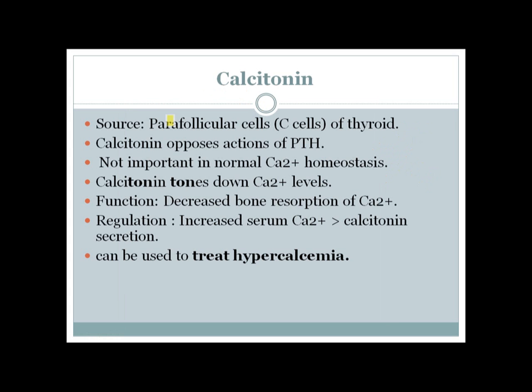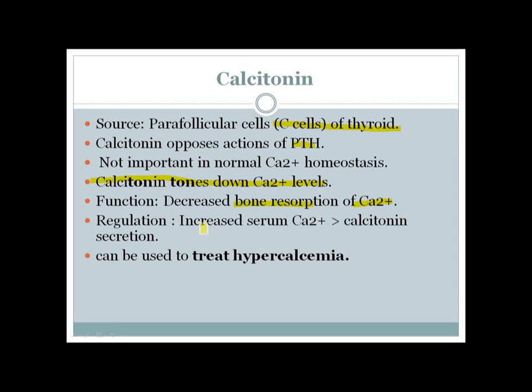Another less important hormone is calcitonin. It is actually secreted by the parafollicular cells of the thyroid gland, and it opposes the actions of PTH, especially PTH action on bone. You can remember it by: calcitonin tones down calcium level. The major function of calcitonin is to decrease bone resorption, and thereby it decreases serum calcium level, because you no longer have an increased supply of calcium from the bone, so serum calcium level comes down.